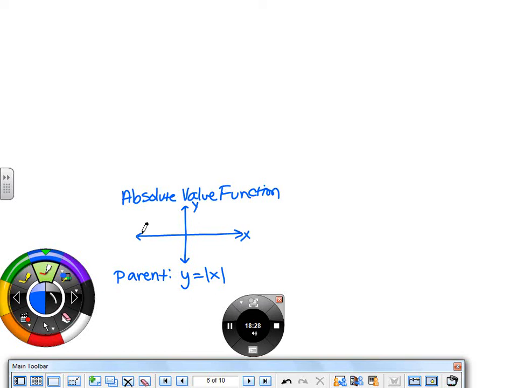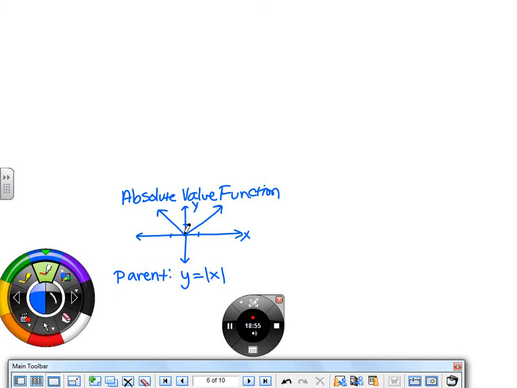So what does an absolute value function look like? What's the shape of V? For this parent function, when it's just the absolute value of x, where should the vertex be? 0, 0. And what should the slopes of the lines be? Good. 1 and -1, so you can show those. It doesn't have to be super specific. We're just looking for general shapes so that we understand the idea.